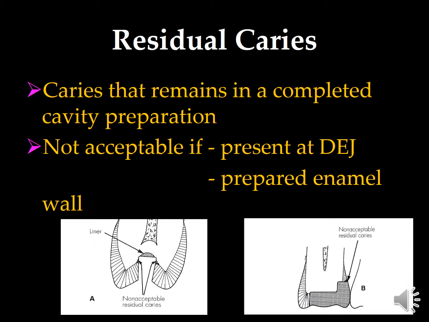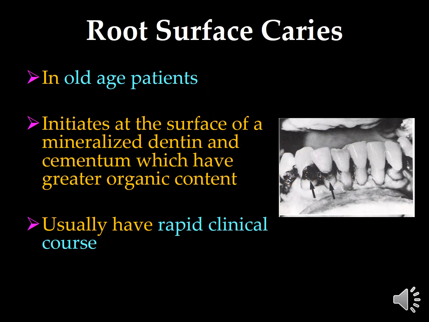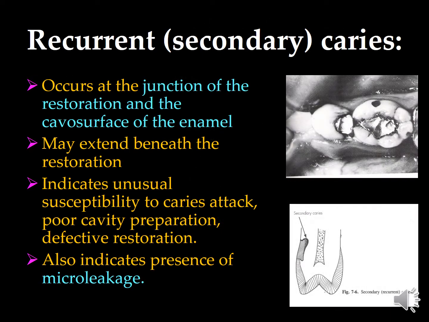Residual caries. Once we do the cavity preparation, if any caries is left behind and we restore the tooth, the caries progression occurs at the dentino-enamel junction and in the enamel wall. Coming to the root surface caries, usually seen in older adults, it initiates at the surface of the mineralized dentin and the cementum, which have greater organic content. They have a rapid clinical course. Secondary caries occurs at the junction of the restoration and the cavo surface margin of the enamel. They may extend beneath the restoration, and it usually happens because of microleakage of the restorative material.